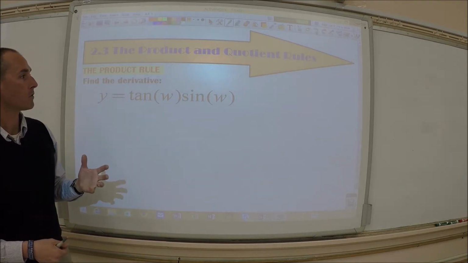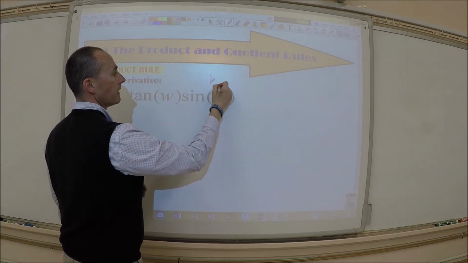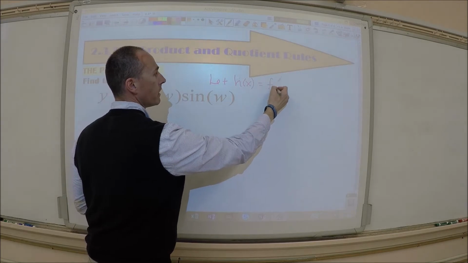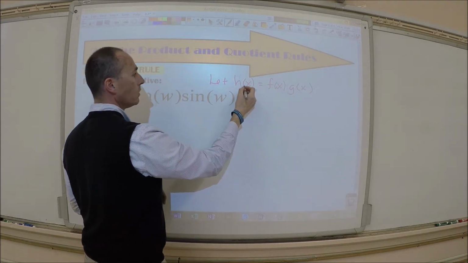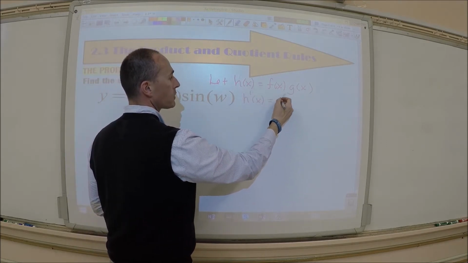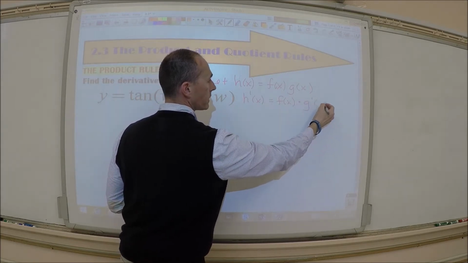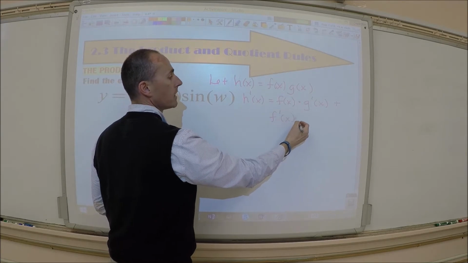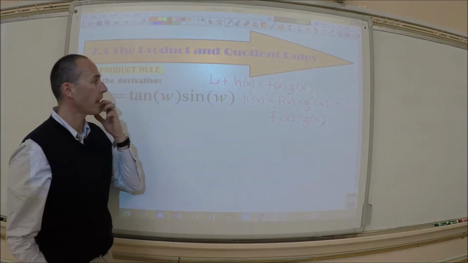So what we have to first remember is that the product rule itself, given 2 functions, let's say let h of x equal f of x times g of x, the product rule says that the derivative of this function will be the first function times the derivative of the second function plus the derivative of the first function times the second function. So we're going to try to pull that off here.